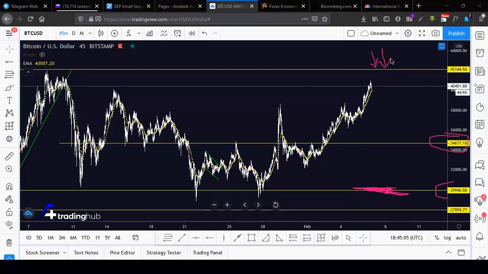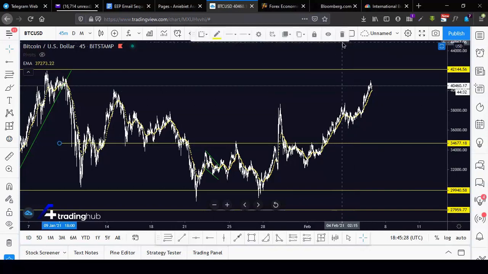But if we don't see that rejection on Bitcoin, and you see price closing below 42k, retesting that 42k, make sure you are changing your bias fast to bullish. So that is how you trade. You think in probabilities, alright? But make sure you know where you are scaling in.